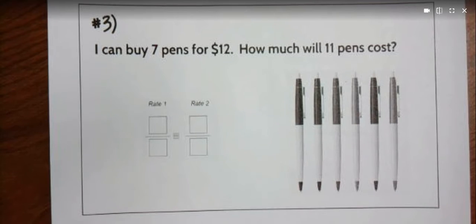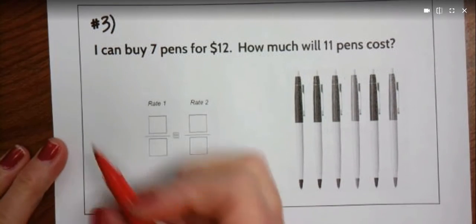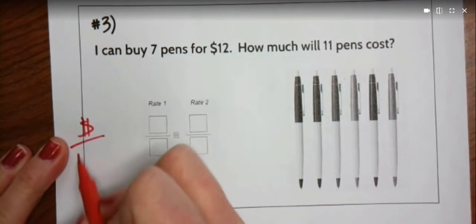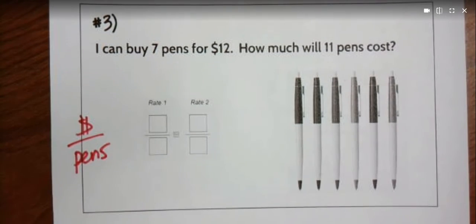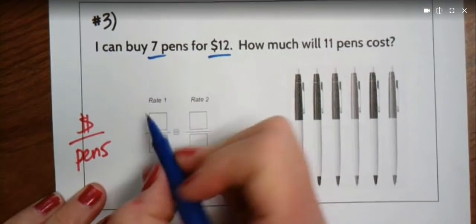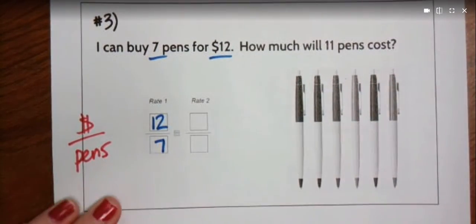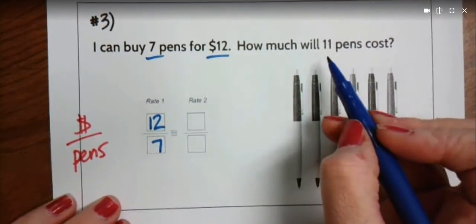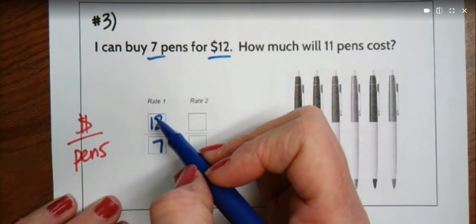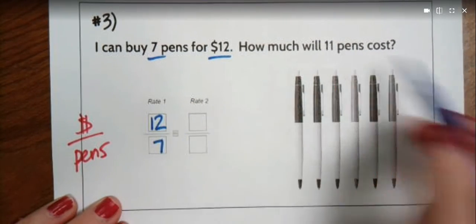Okay, I have 7 pens for $12. How much will 11 pens cost? Money, pens, money on top. Okay, so let's look at our first unit rate. 7 pens, $12. So $12, 7 pens. Okay, now we're going to figure out if 7 pens cost $12, well, how much will 11 pens cost?